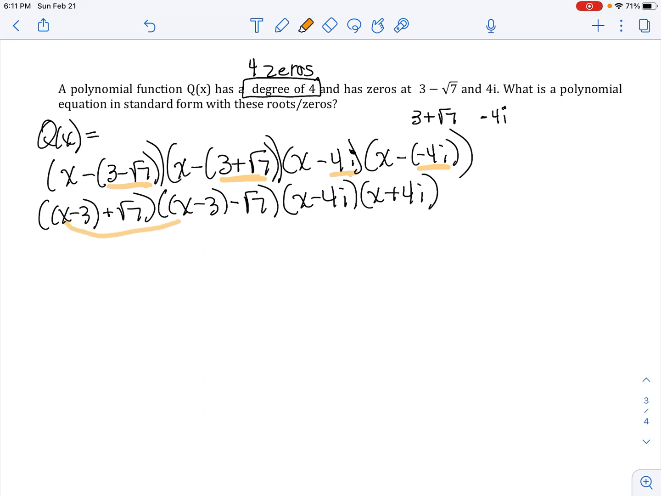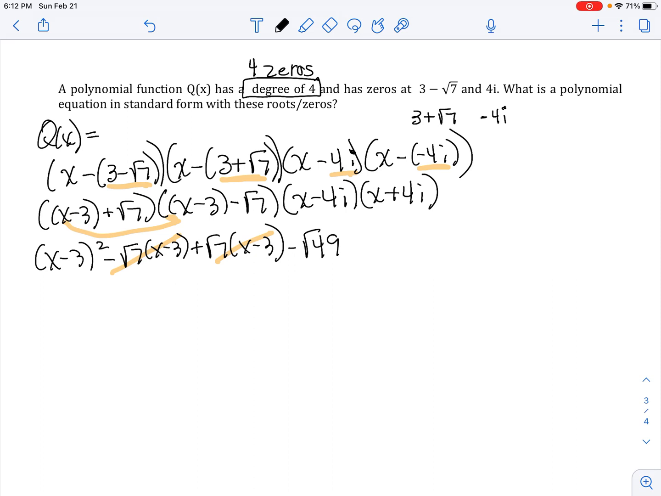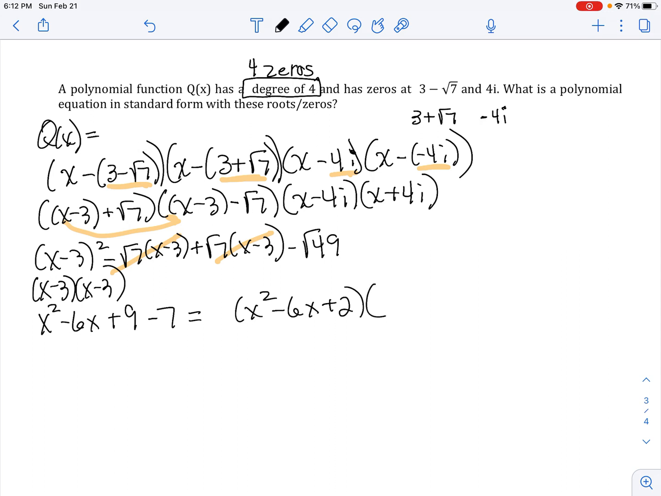So this is exactly what I just did before. So this times this, that's going to be x minus 3 squared, and then minus root 7 times x minus 3, and then plus root 7 times x minus 3, and then minus root 49. And look, these guys are going to drop out. You're going to square that binomial, x minus 3 times x minus 3. That's going to give you x squared minus 6x plus 9 minus 7. And so that gives you x squared minus 6x plus 2.